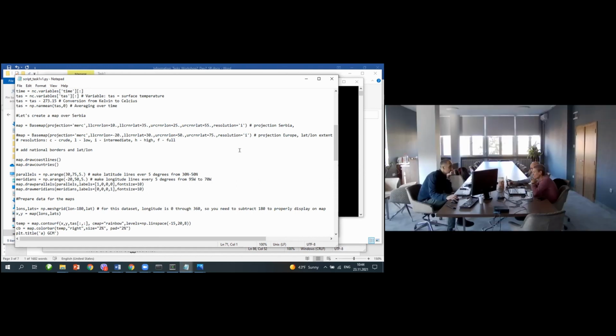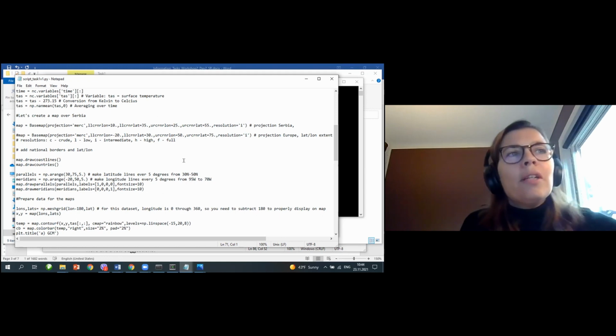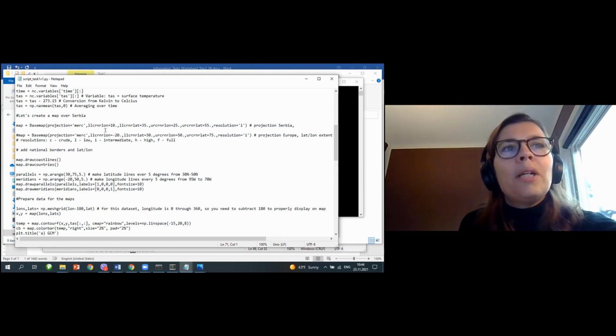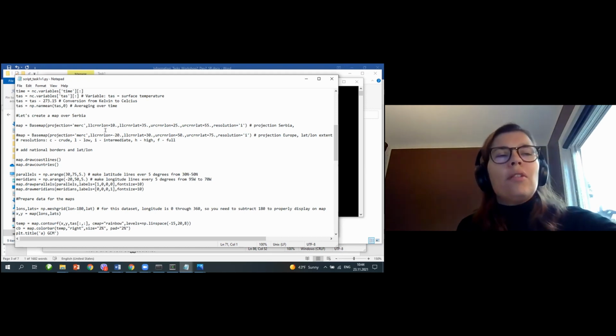Maybe because we use the same latitude and longitude to crop the file. So maybe we should change it a little bit, the longitude and the latitude. Can you try? Do you see lons, lats equal np.meshgrid? Lon minus 180. It's toward the end, just before plotting. Here.